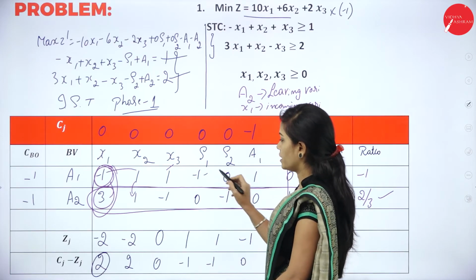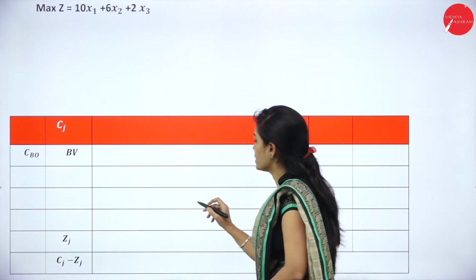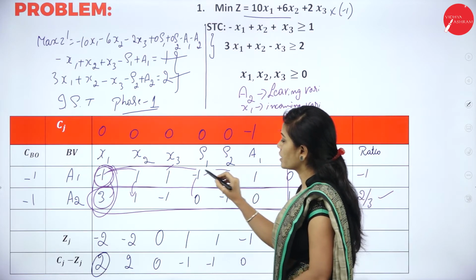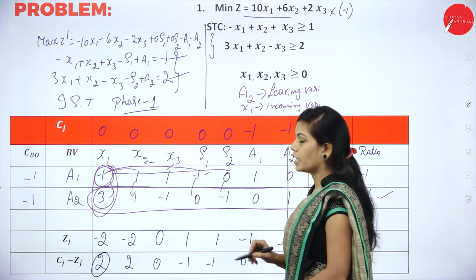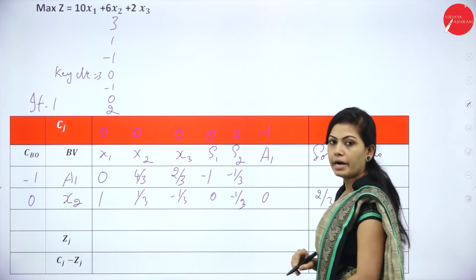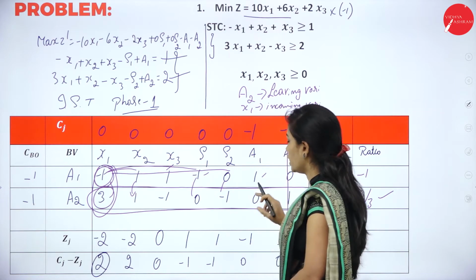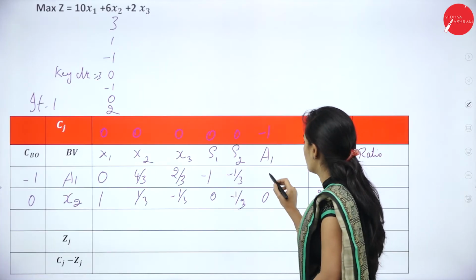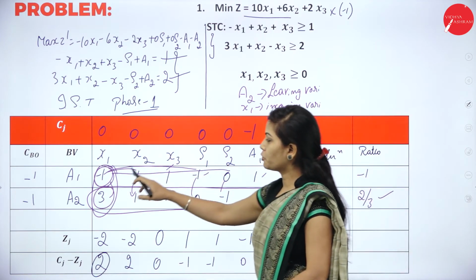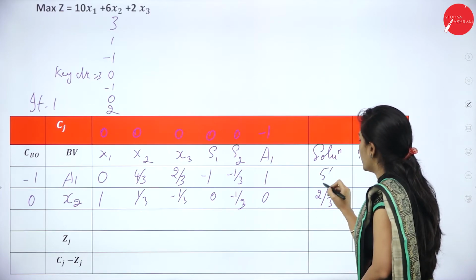And old value is minus 1, corresponding key column is minus 1 and key row is 0. So answer is minus 1. And old value is 0, corresponding key column is minus 1 and key row is minus 1. Answer is minus 1 by 3. And old value is 1, corresponding key column minus 1, corresponding key row is 0. Answer is 1. And last value, old value 1, corresponding key column minus 1 and corresponding key row is 2. Answer is 5 by 3.